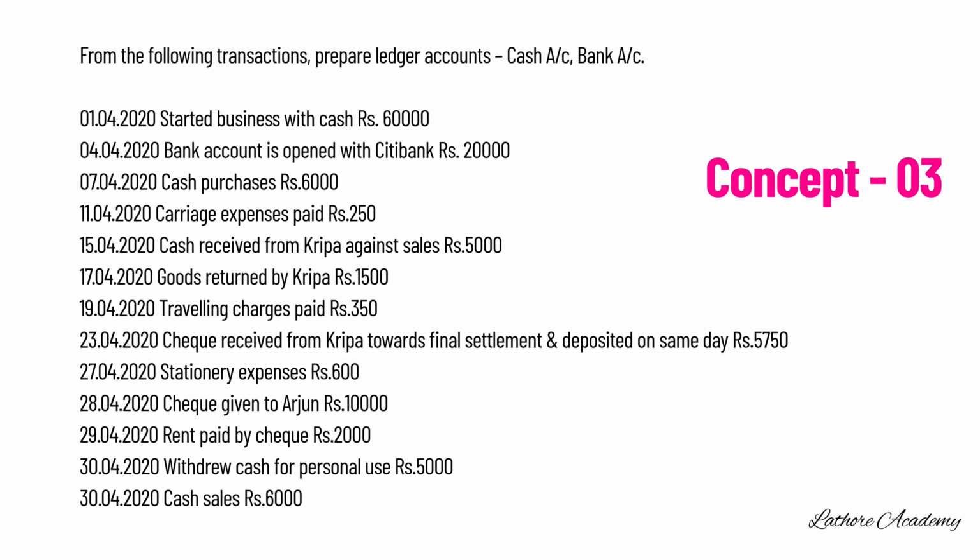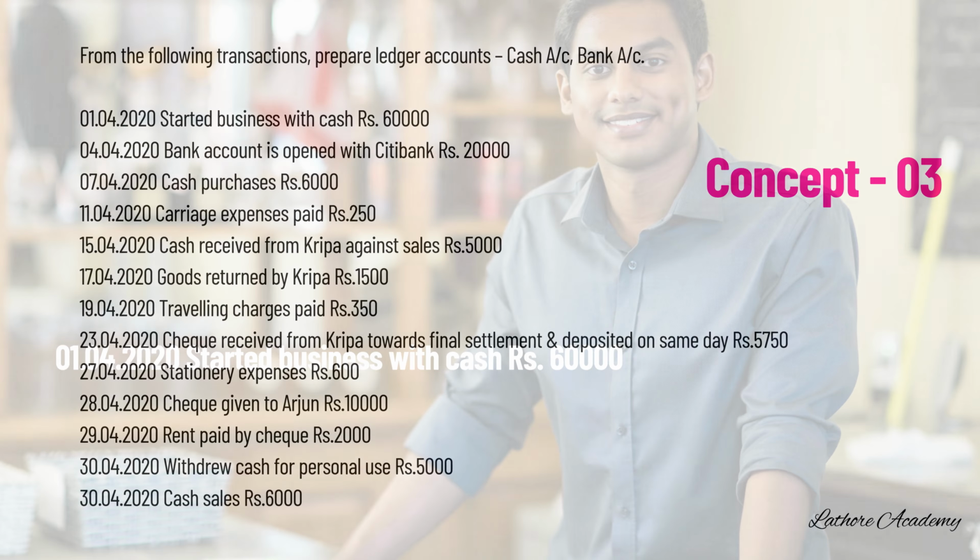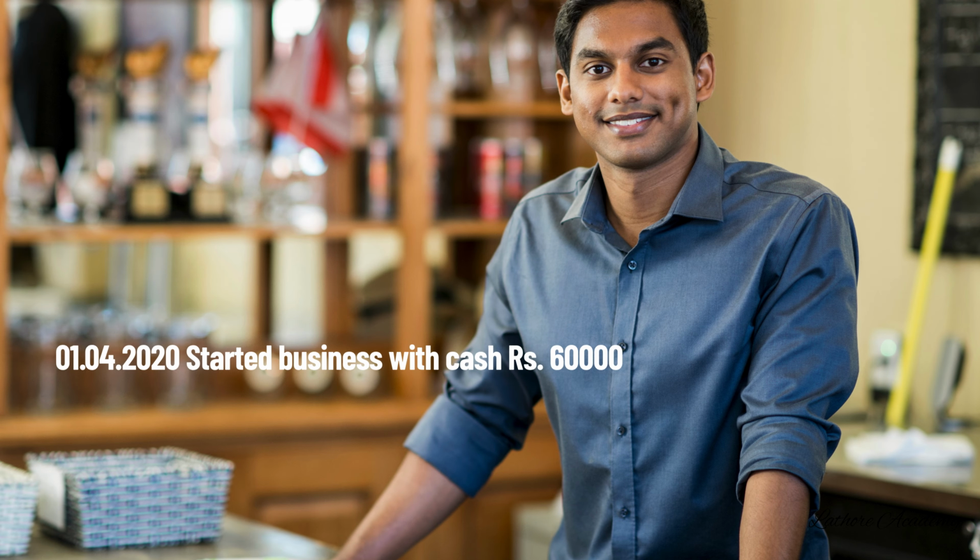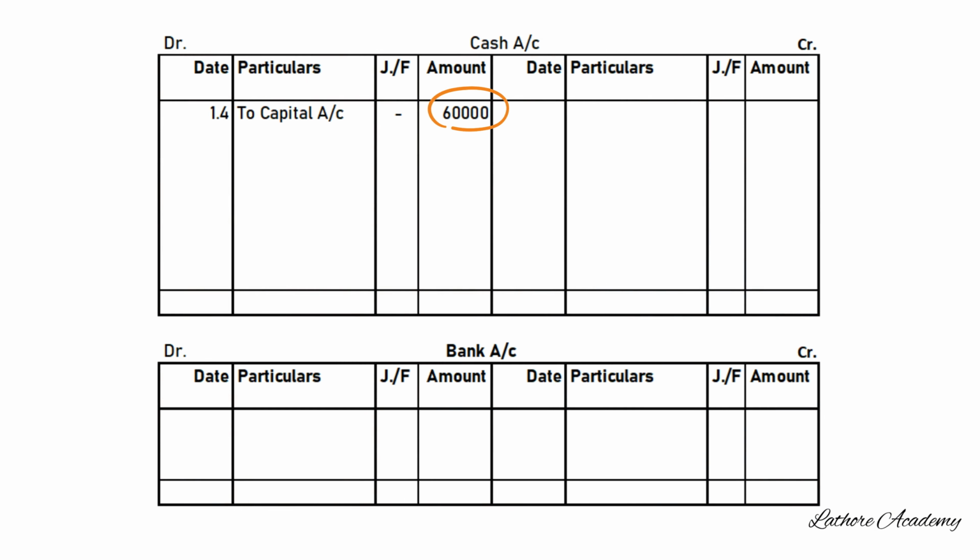Let us start discussing the transactions and their respective posting to the ledgers. First transaction, 1st April 2020, started business with cash 60,000 rupees. So the journal entry for this will be cash account debited to capital account. So accordingly, we have to post it on the debit side of the cash account as to capital account.